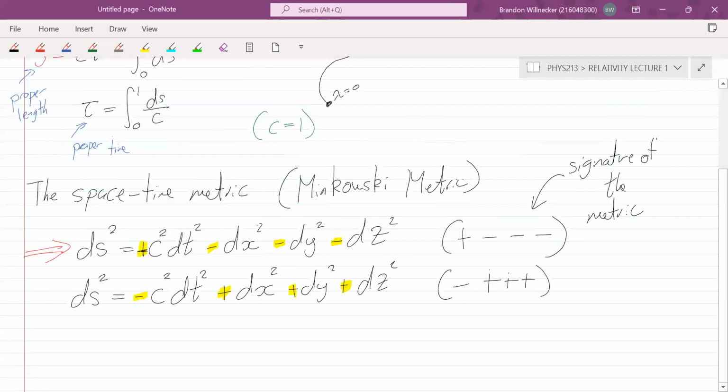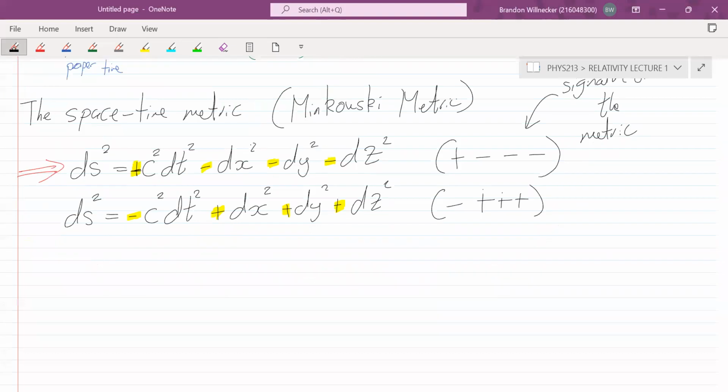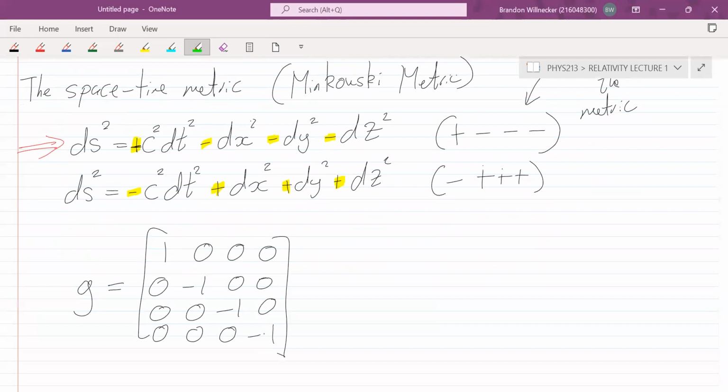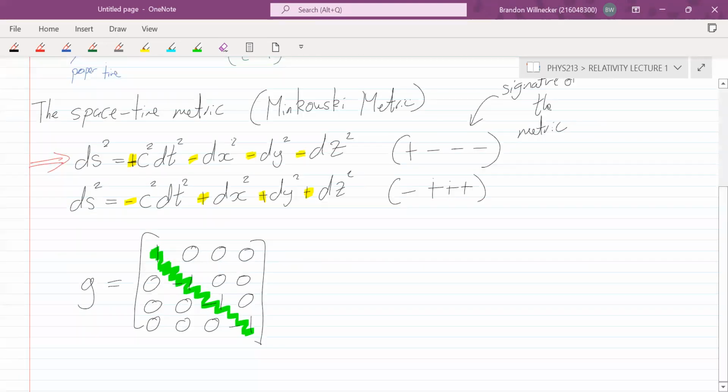So that's the differential. We can write this as a matrix. We can write this as G is equal to 1, 0, 0, 0, 0, minus 1, 0, 0, 0, 0, minus 1, 0, and 0, 0, 0, minus 1. That's the matrix. And then we can see that the diagonal of the matrix gives us our signature, in this particular coordinate system, I should say. If we're using this Cartesian coordinate system, then we have this diagonal matching the signature. If we were to use a different coordinate system, it would look different. So this matrix form is coordinate dependent.